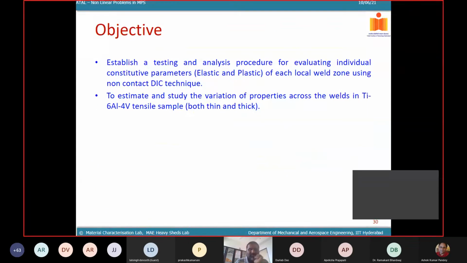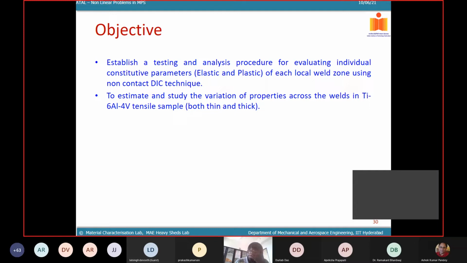So this I'm going to skip. This is to establish a testing protocol to estimate both elastic and plastic properties over each individual zone involving the DIC technique. What we have done is carry out the study on Ti-6Al-4V samples, both thin as well as thick samples.